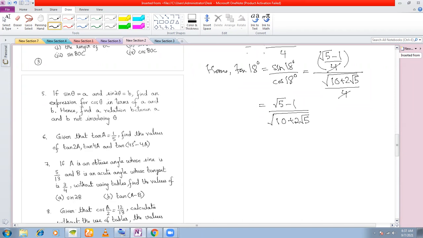Clear? We cannot express it in a better form. You cannot rationalize the denominator, because if you rationalize the denominator, you'll go mad. Okay, because this is a big rationalization process. You can leave your answer here. So I'll stop here then.